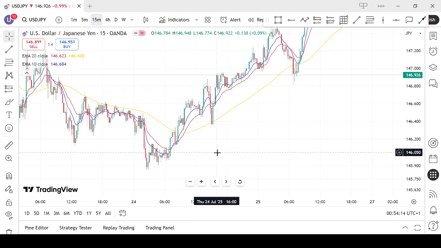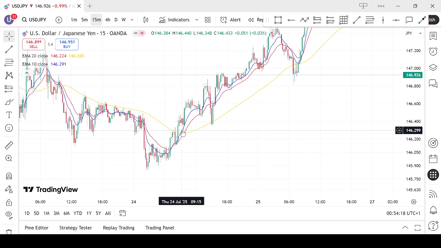Now for a buying signal to occur, we would have to see our 10 period moving average, which is this blue line, crossing above the 20 period moving average and the 50 period moving average. When it crosses above both of them, it means that we are looking for a buy signal.